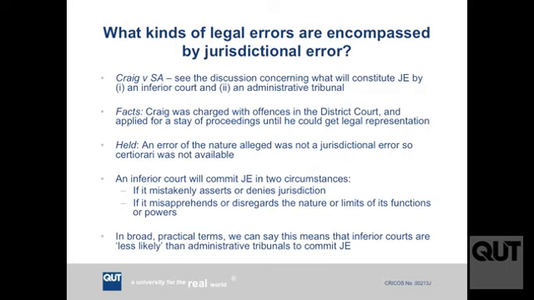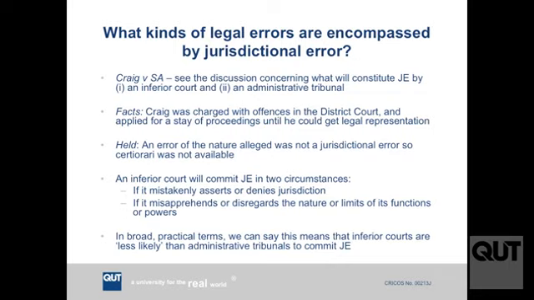The court also said it was doubtful that the trial judge had made an erroneous decision, but more importantly, held that an error of the nature alleged was not a jurisdictional error, so certiorari was not available. Importantly, the High Court said that an inferior court will commit jurisdictional error in two circumstances. First, if it mistakenly asserts or denies jurisdiction.